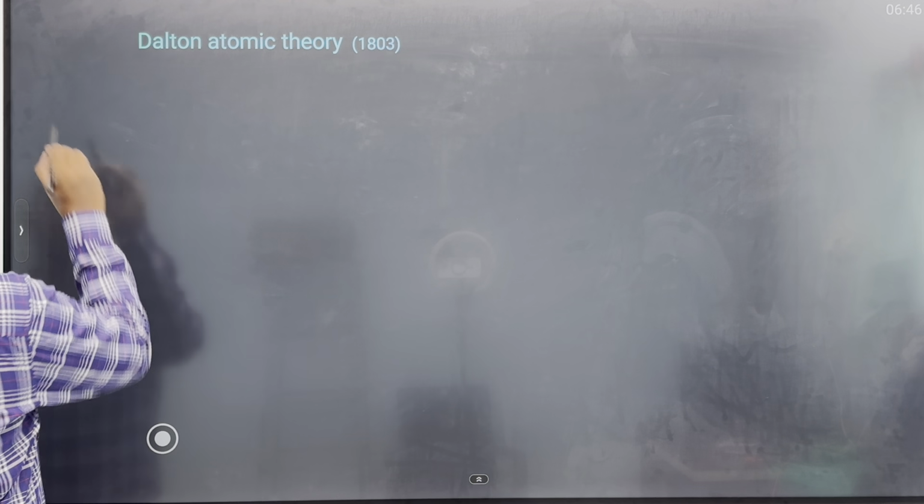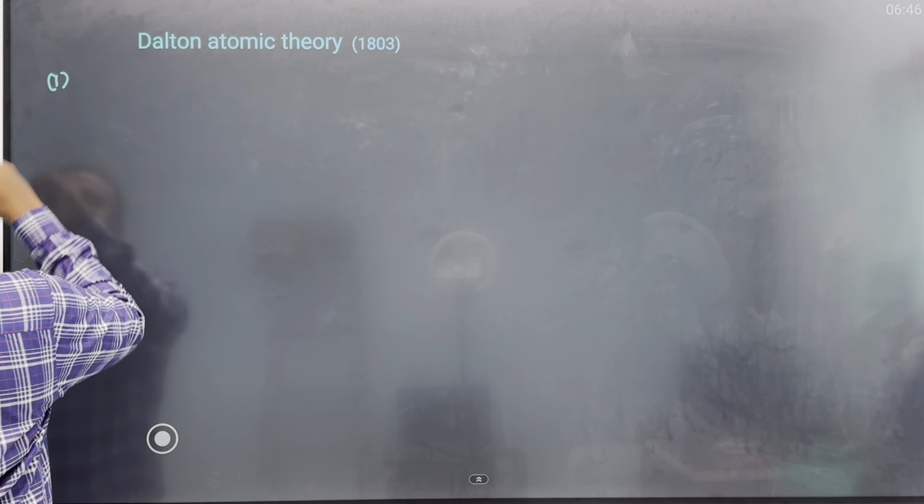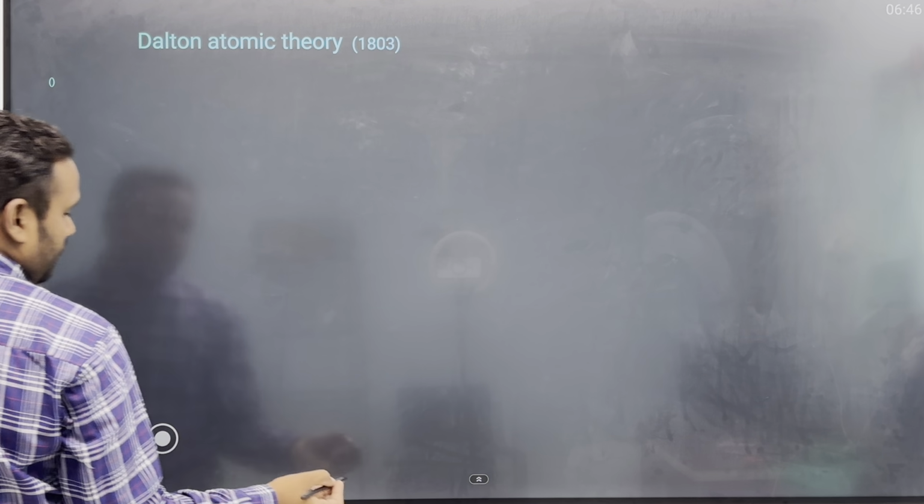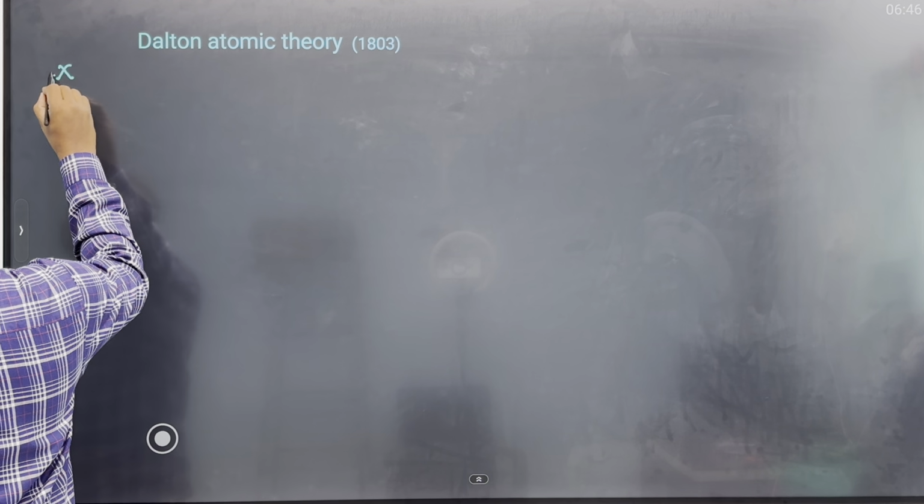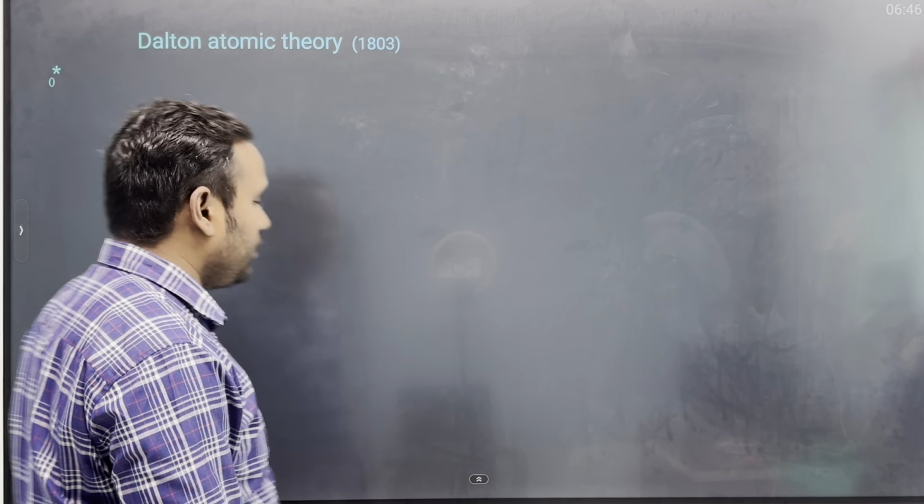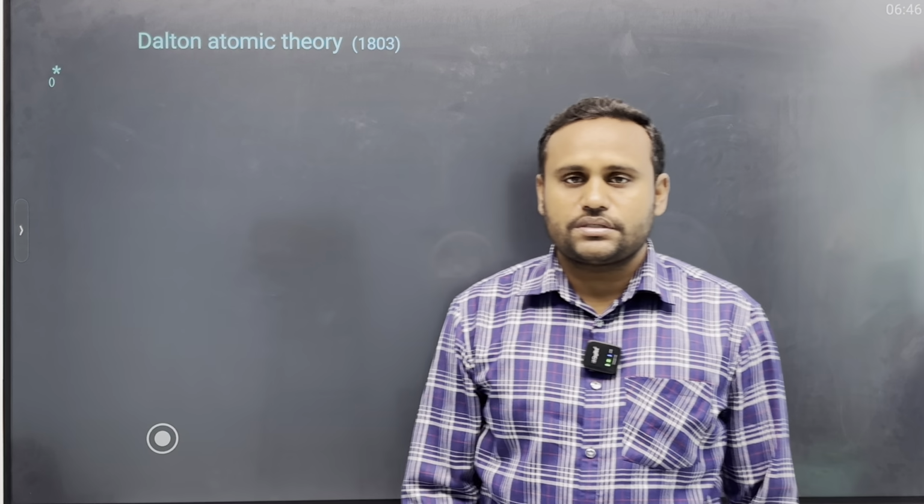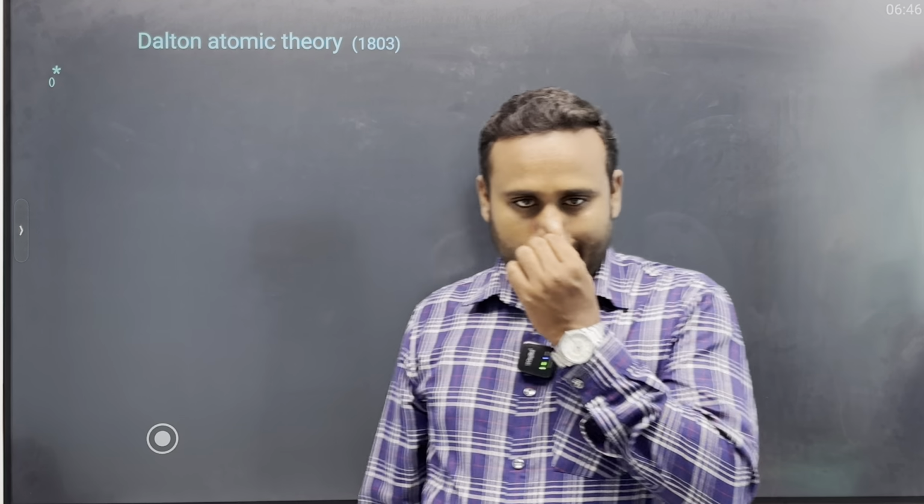And what does John Dalton's theory mean, children? Here he told something about the atom. He gave some important properties, some important relations about the atoms.